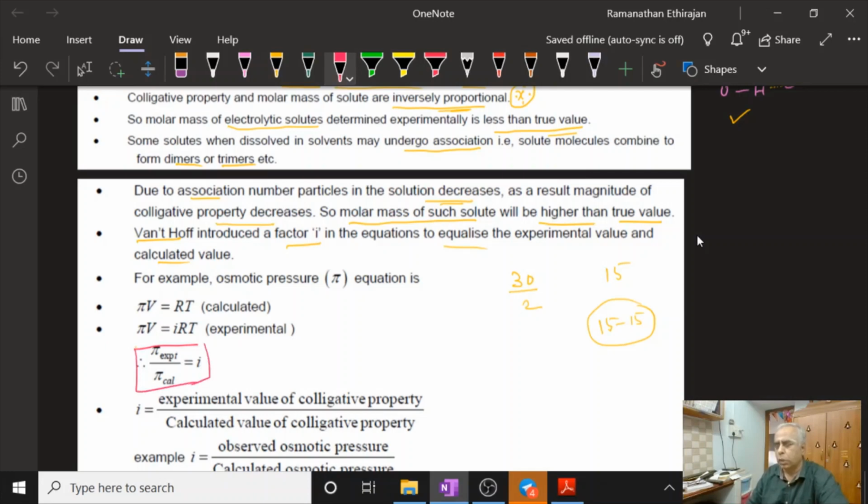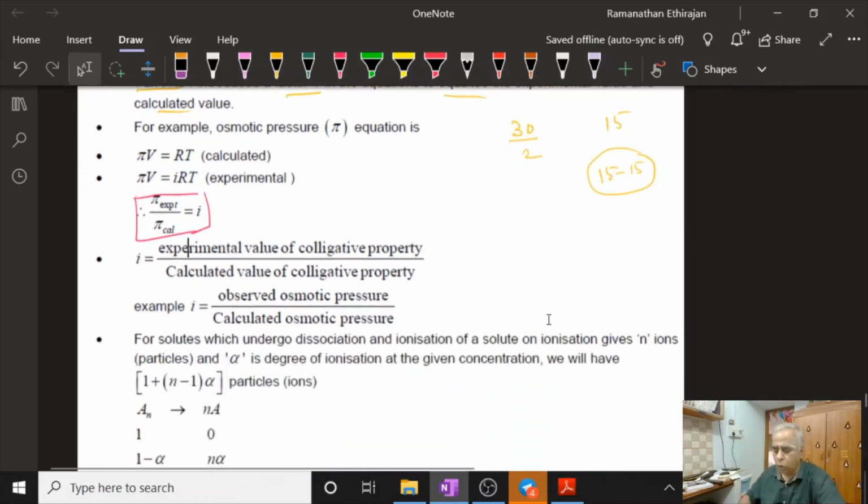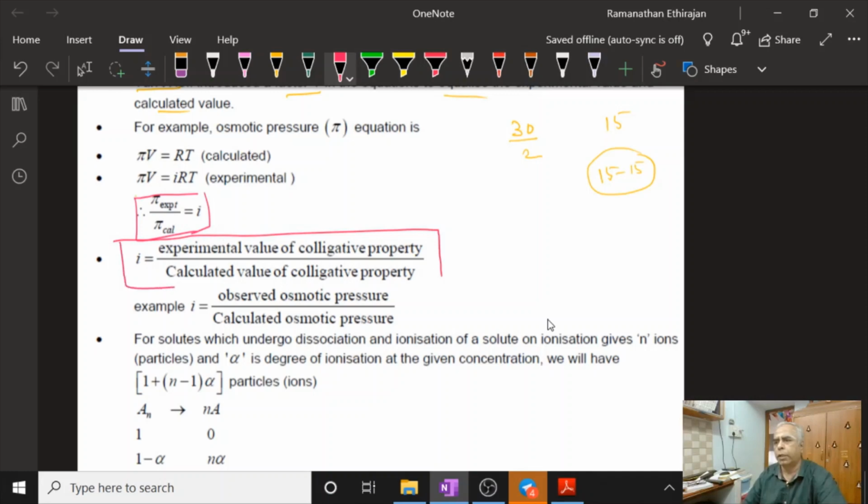Please note this down. This is very, very important, and many questions are asked based on abnormal mass and abnormal colligative property. So here we have mentioned the experimental value of colligative property divided by the calculated value of colligative property. The ratio between them is called the i factor, that is, the Van't Hoff factor. In the case of osmotic pressure, there will be an observed value. Observed means experimental. The same is repeated here.